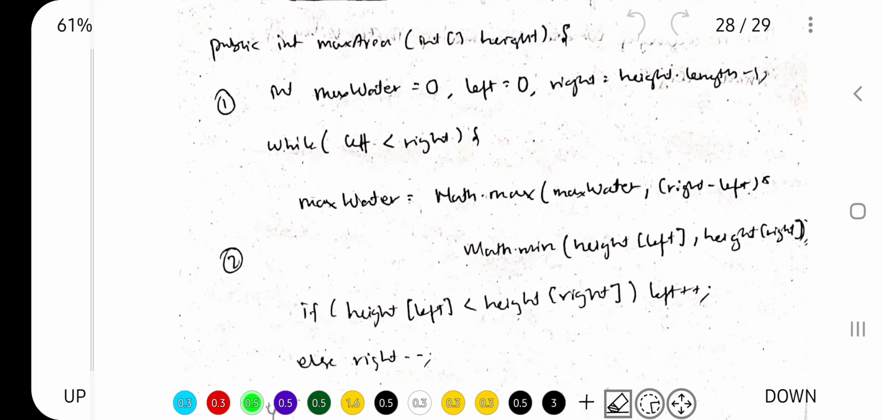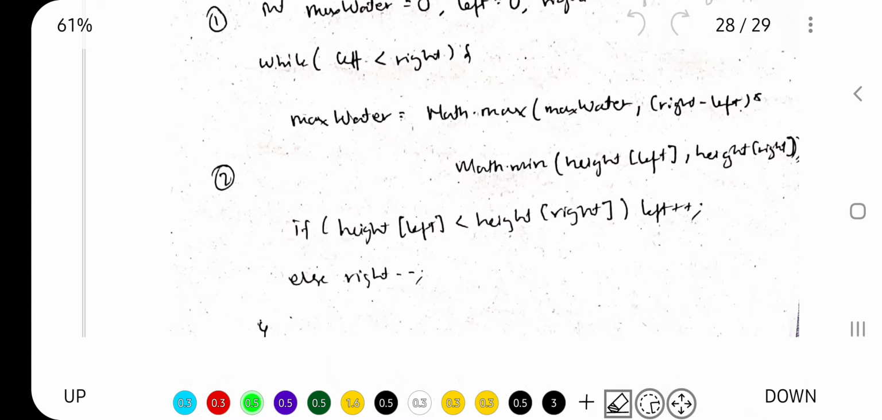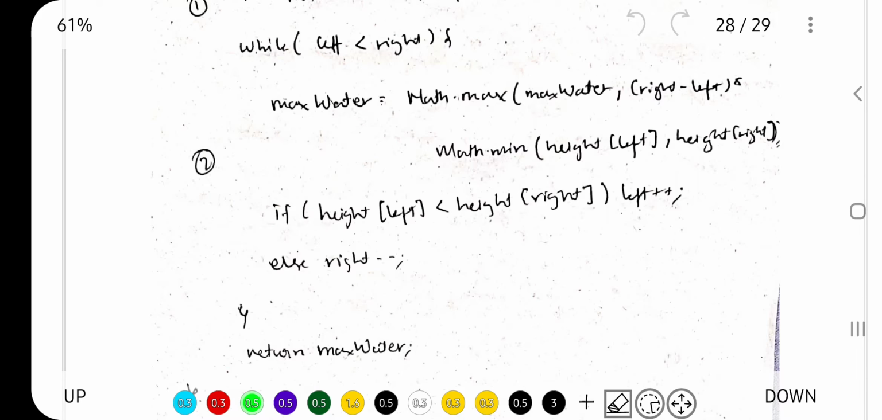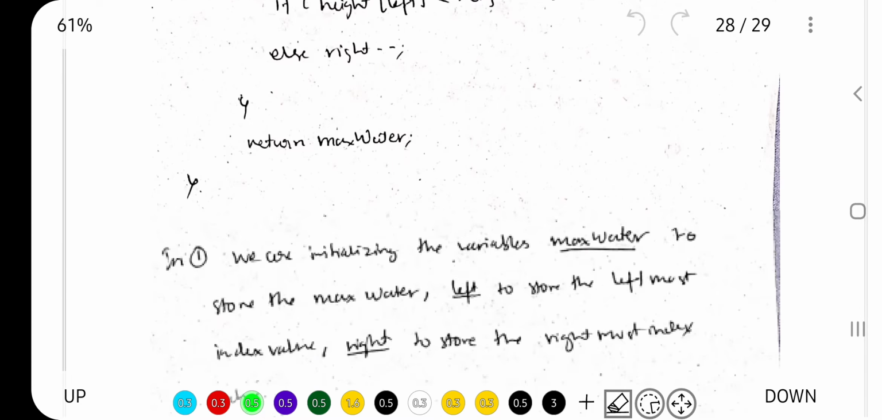While left is less than right, at that time what we are supposed to do is this line of code. In this line of code there is an if else part. Before that, max water is getting updated. Max water is equal to Math.max of max water, which is initially 0, and this value. So what is this value? Right minus left, multiplied by Math.min of height of left comma height of right. Observe carefully what's happening here. Right minus left, what does right minus left mean?